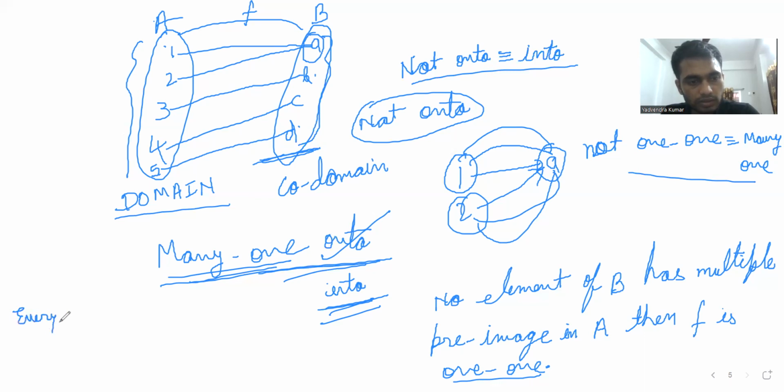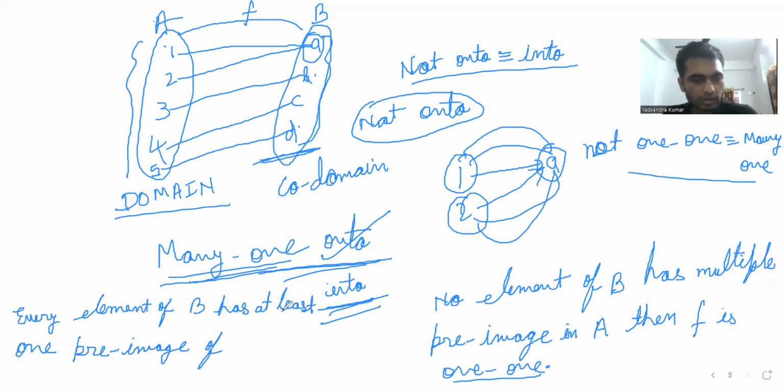So the definition of onto is: every element of B has at least one pre-image in A. Notice one thing, we can remove the letters A and B, and in place of A we can write domain, and in place of B we can write codomain. Keep in mind, codomain, not range.